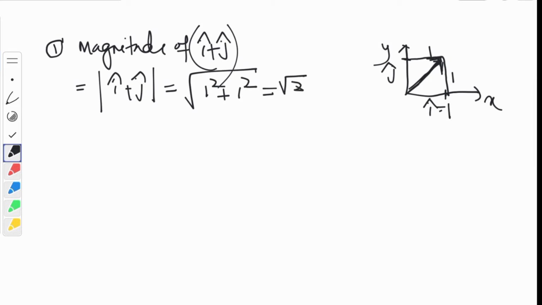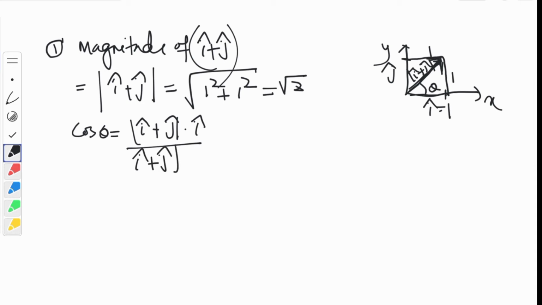Okay, then we have to find the direction of this. How to find the direction? Let this i cap plus j cap make an angle theta with this i cap. So let the vector i cap plus j cap make an angle theta with the direction i cap. So for the formula, cos theta will be how much? (i cap plus j cap) dot i cap divided by, what is the thing? The modulus, the magnitude of i cap plus j cap.